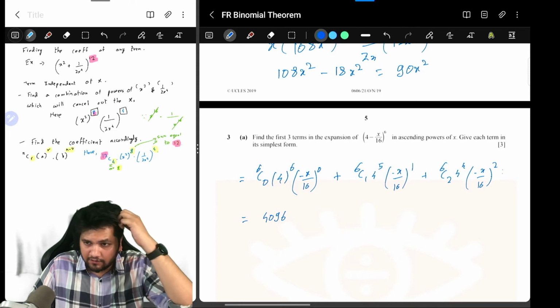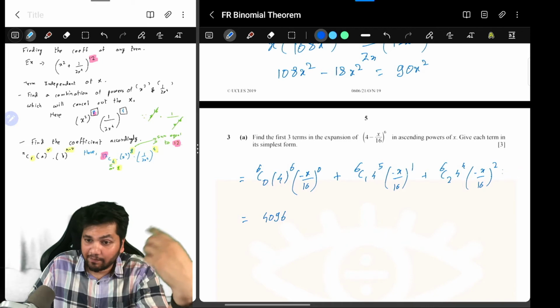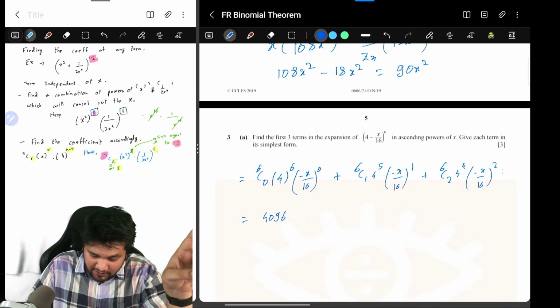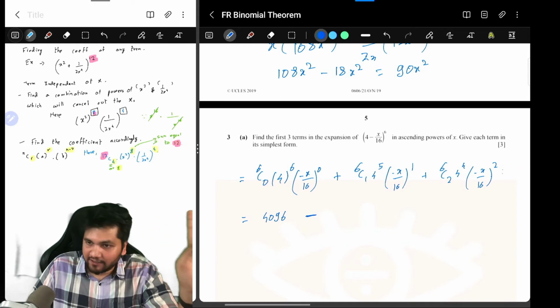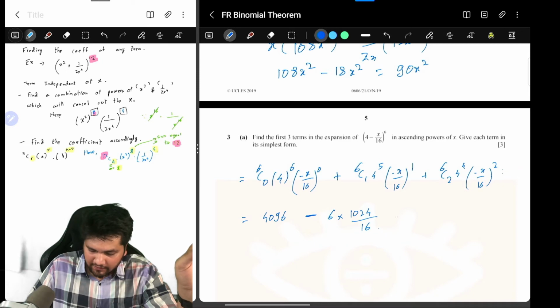Yes, sir. Now see, the second one is important. Everyone pay attention. This is minus x by 16 to the power of 1. That means it's an odd power. So here, just get rid of this minus first. We'll just write it as minus, we know it's going to be negative. This is going to be 6, 4 to the power of 5, which is nothing but 1024, upon 16, into x. Now see, minus x whole square is an even power, so the negative won't be there, it's going to be positive, so we'll keep it positive only.